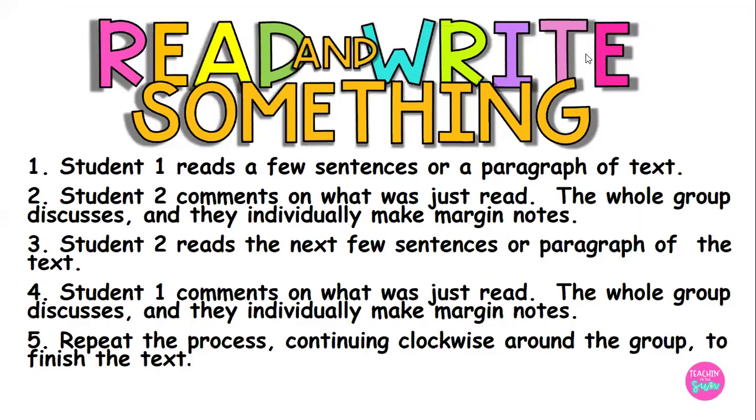While in your small groups, you're going to use this cooperative learning strategy. You're going to choose student 1 and 2. Student 1 reads a few sentences or a paragraph of text. Student 2 comments on what was just read. Then the whole group discusses and they individually make margin notes. Step 3, student two reads the next few sentences or paragraph of the text. Then step 4, student 1 comments on what was just read. The whole group discusses and they individually make margin notes. Step 5, you're going to repeat the process, continuing clockwise around the group to finish the text.